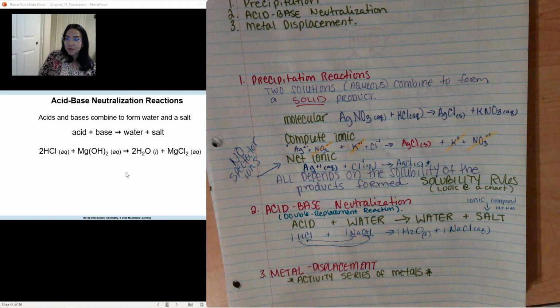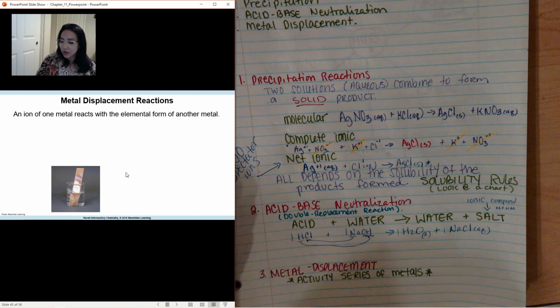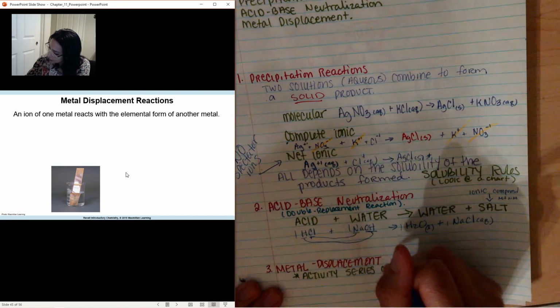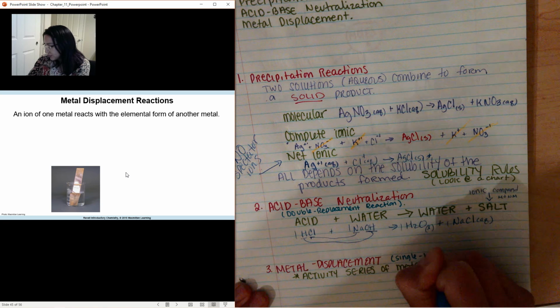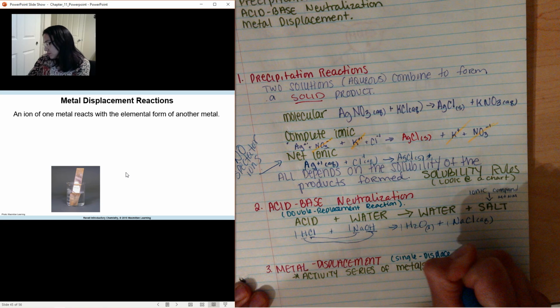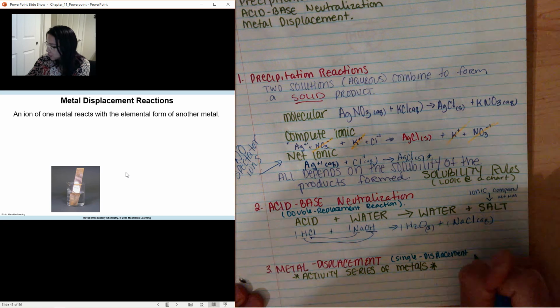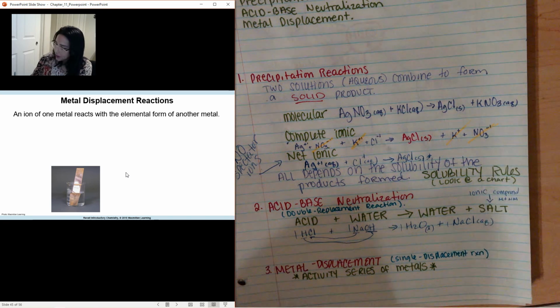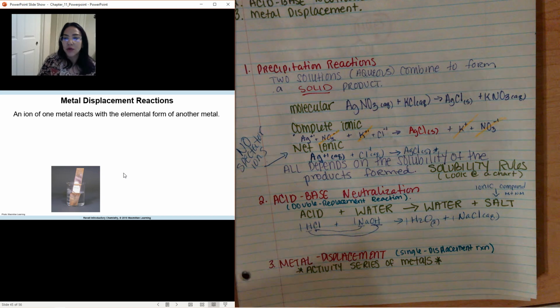All right, and last but not least, we have metal displacement. So metal displacement reactions is basically going to be like our single replacement reaction, the home wrecker. Single displacement reaction. Okay, like I said, the home wrecker. And we use the activity series, if we recall, in order to figure out if that metal ion is going to react with the metal form.